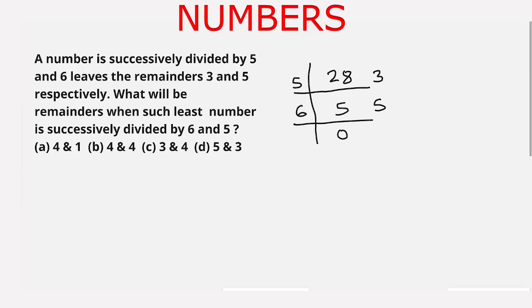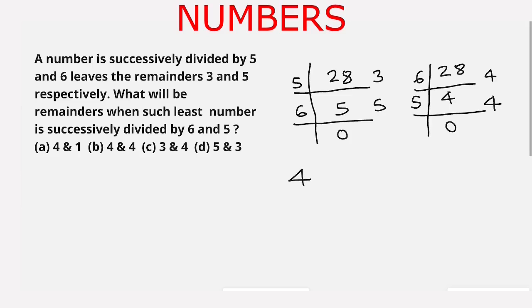Now we divide 28 successively by 6 and 5. 6 divides 24 for 4 times. 6 times 4 is 24 and the remainder is 4. The quotient is 4 as well as the remainder is 4. Now we divide the quotient by the successive divisor, which is 5, and 5 divides 4 for 0 times and the remainder is 4. Thus our successive remainders are 4 and 4. And from the given options, our answer is option B, 4 and 4.